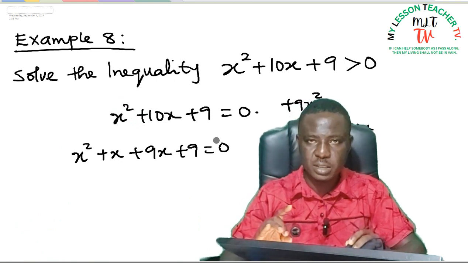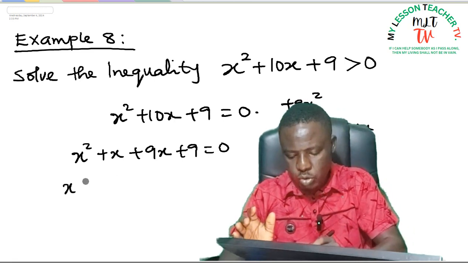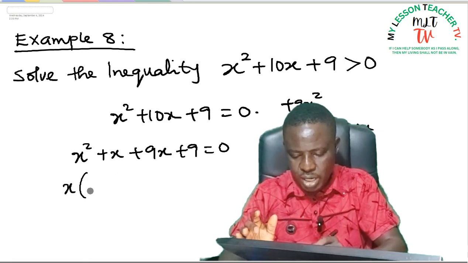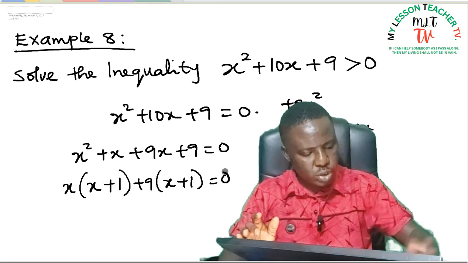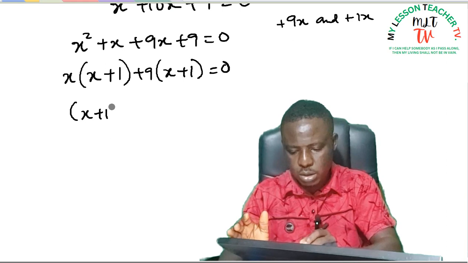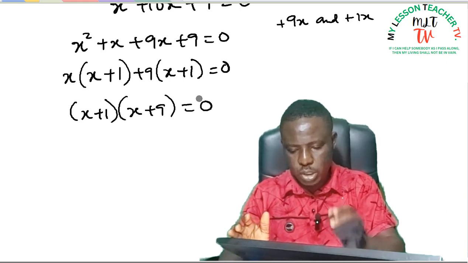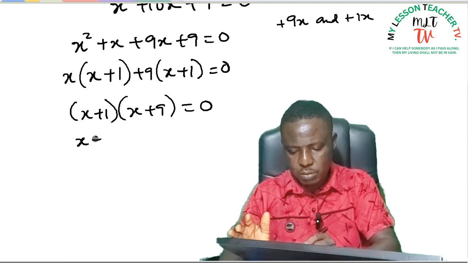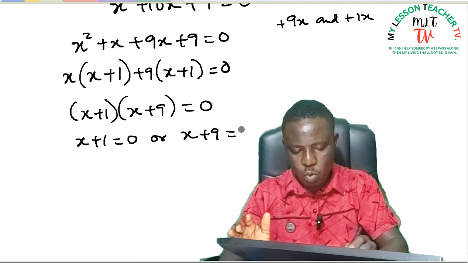Now we shall factorize them in 2s. Looking at the first 2 terms, what is common? x is common. So we have x into, when you factorize x squared, you're left with x plus 1. What is common here? You have plus 9 being common into x plus 1 is equal to 0. So factorizing them again, you have x plus 1 into brackets x plus 9 is equal to 0. And this is x plus 1 is equal to 0, or x plus 9 is equal to 0.